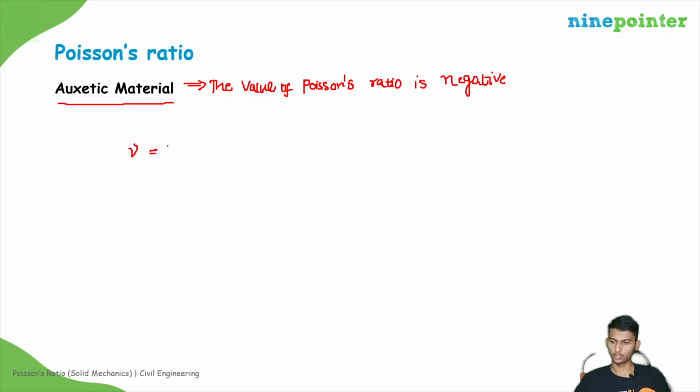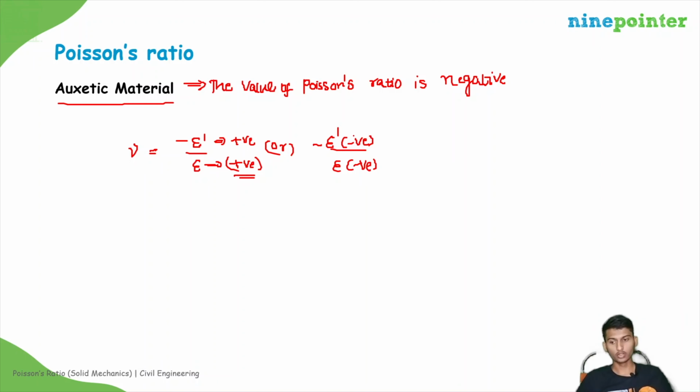Now, mu is equal to minus epsilon dash by epsilon. So for these types of materials, if you apply a tensile load, then there will be positive axial strain, meaning they will expand in the axial direction, and they will also expand in the lateral direction, meaning that is also positive. Or if you apply a compressive force, then this will be negative, and this also negative, meaning it will compress, and that will also compress.